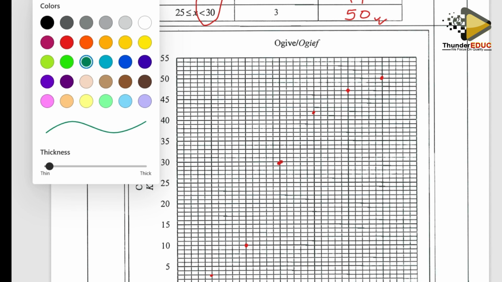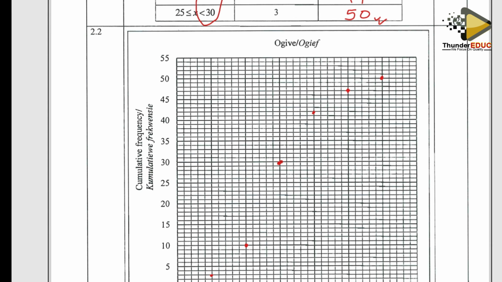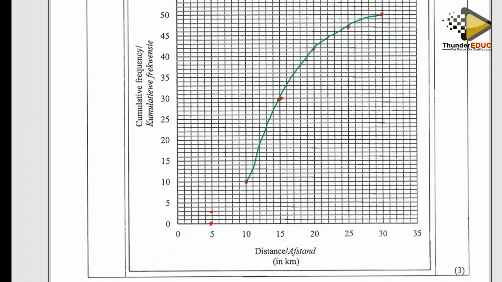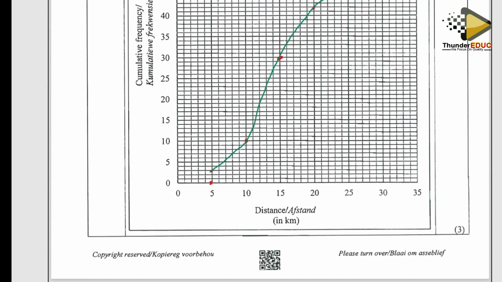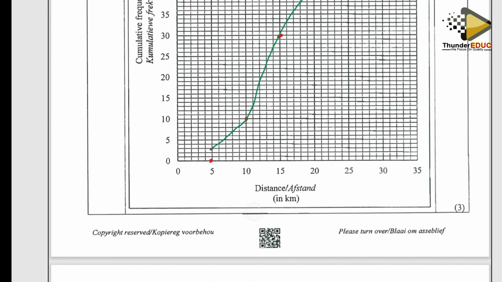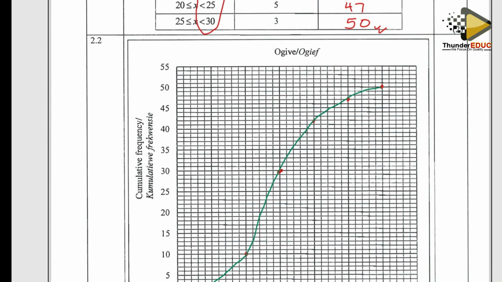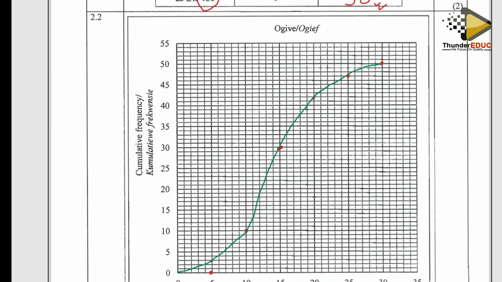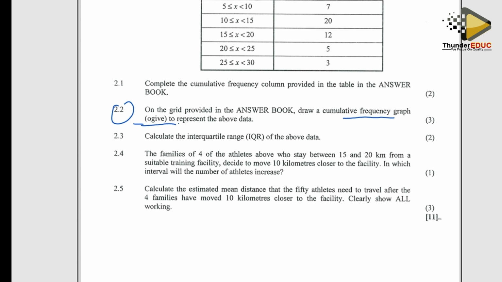And so let me use green to draw the ogive. Okay, so just connect this with your pencil or whatever you're using to draw. Remember it should be in the form of an S. It's an S-shaped graph. Now, this needs to be connected to the last part of that. So that is how the ogive will look like.